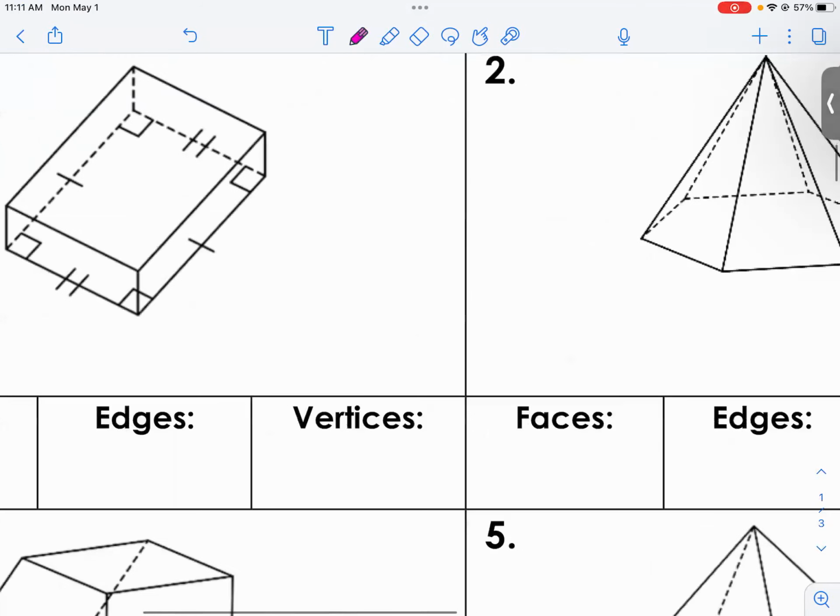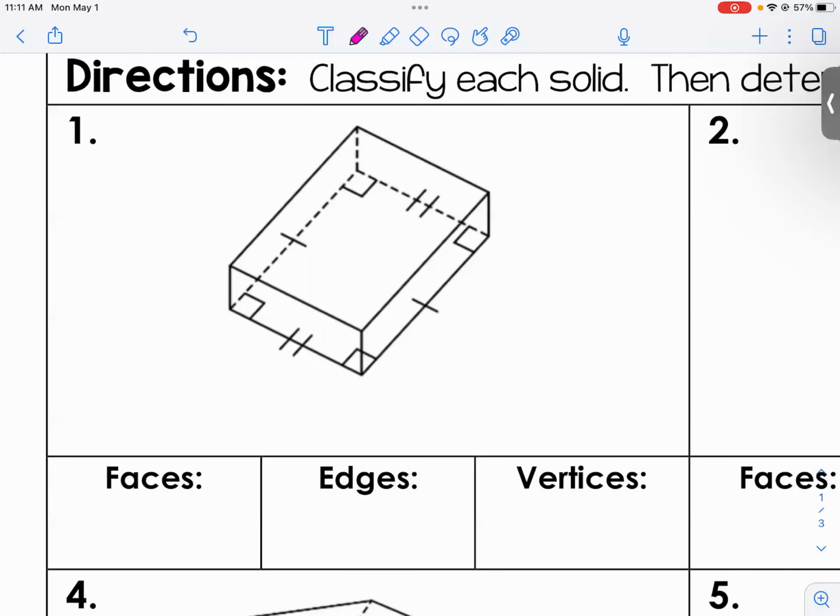Prism or pyramid? Prism with a 1, pyramid with a 2. Is this a prism or a pyramid? Prism. Okay, so show me your finger. Prism or pyramid? Okay. This is a prism. Jada, what kind of prism? Rectangular prism.